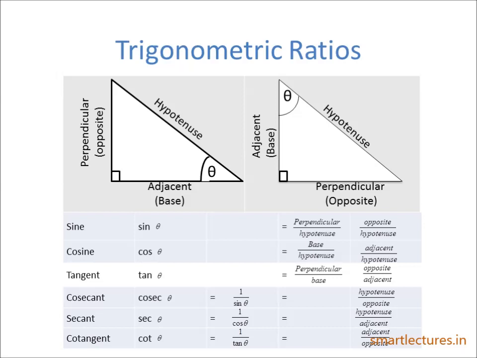And also cosecant theta is the reciprocal of sine theta, secant theta is the reciprocal of cosine theta, and cot theta is the reciprocal of tan theta.